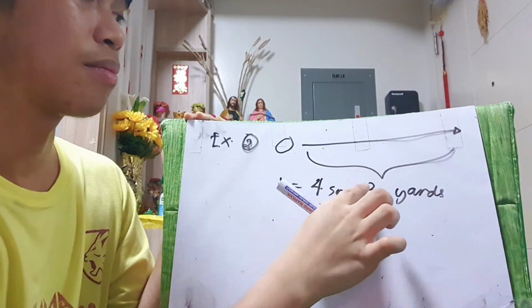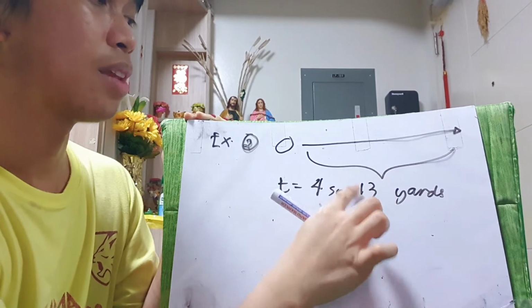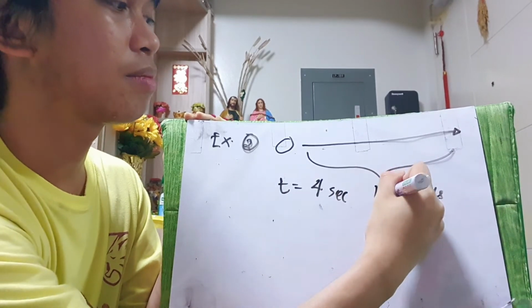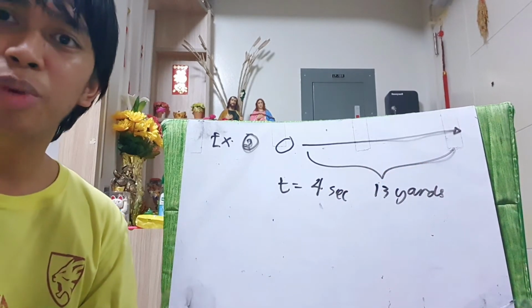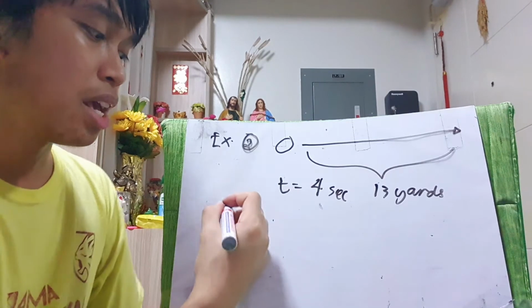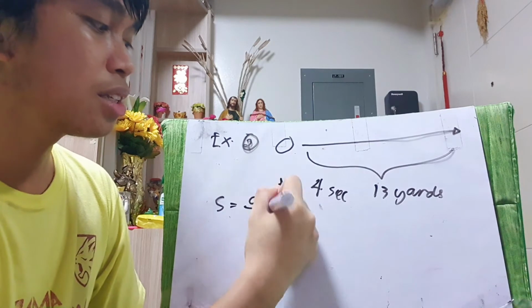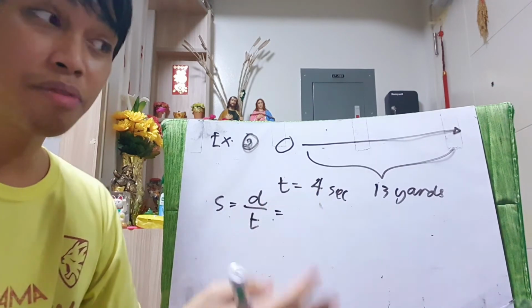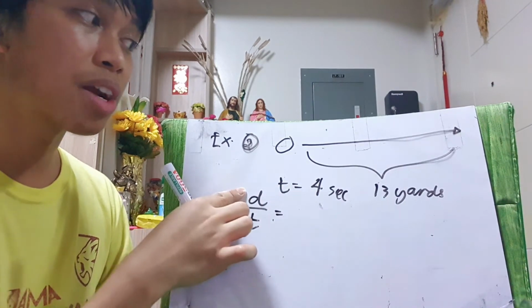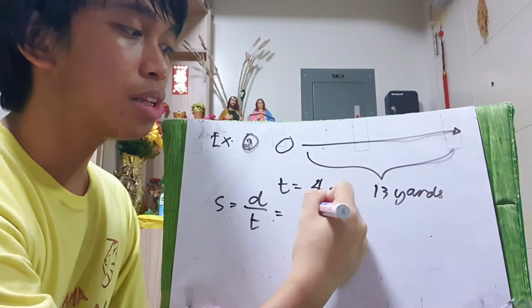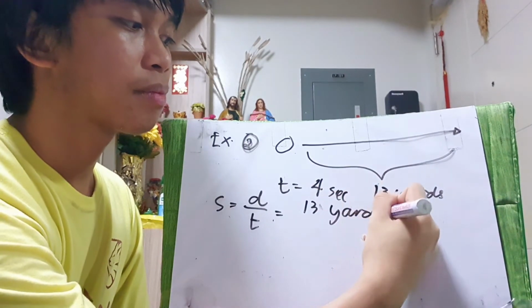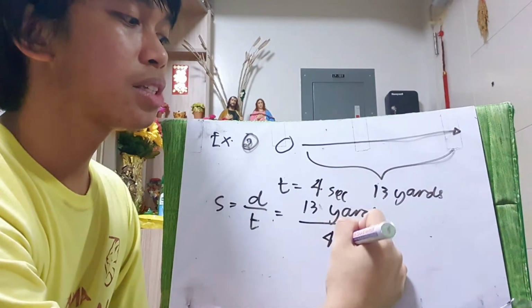Okay, so let me rewrite this one. How are we going to know what is the speed of the stone? So, the formula S is equivalent to distance over time, which would be the distance traveled by the stone, which is 13 yards, all over 4 seconds.